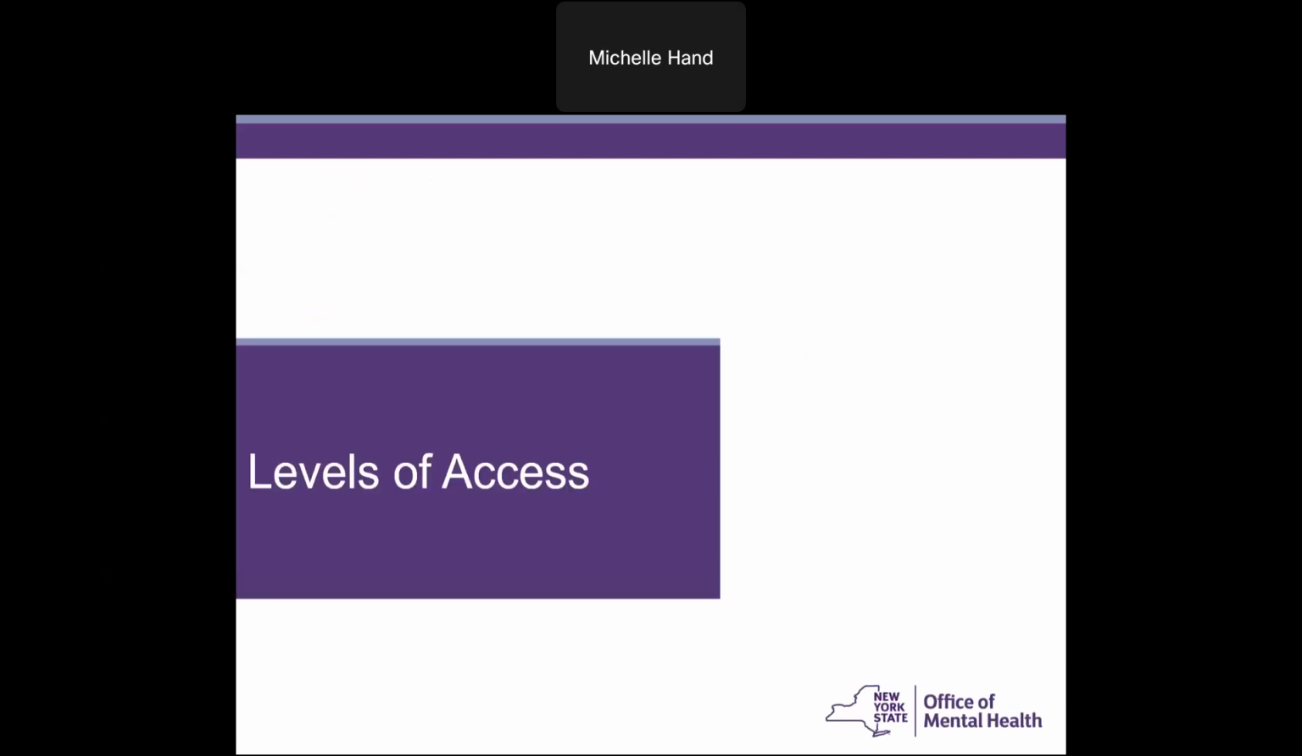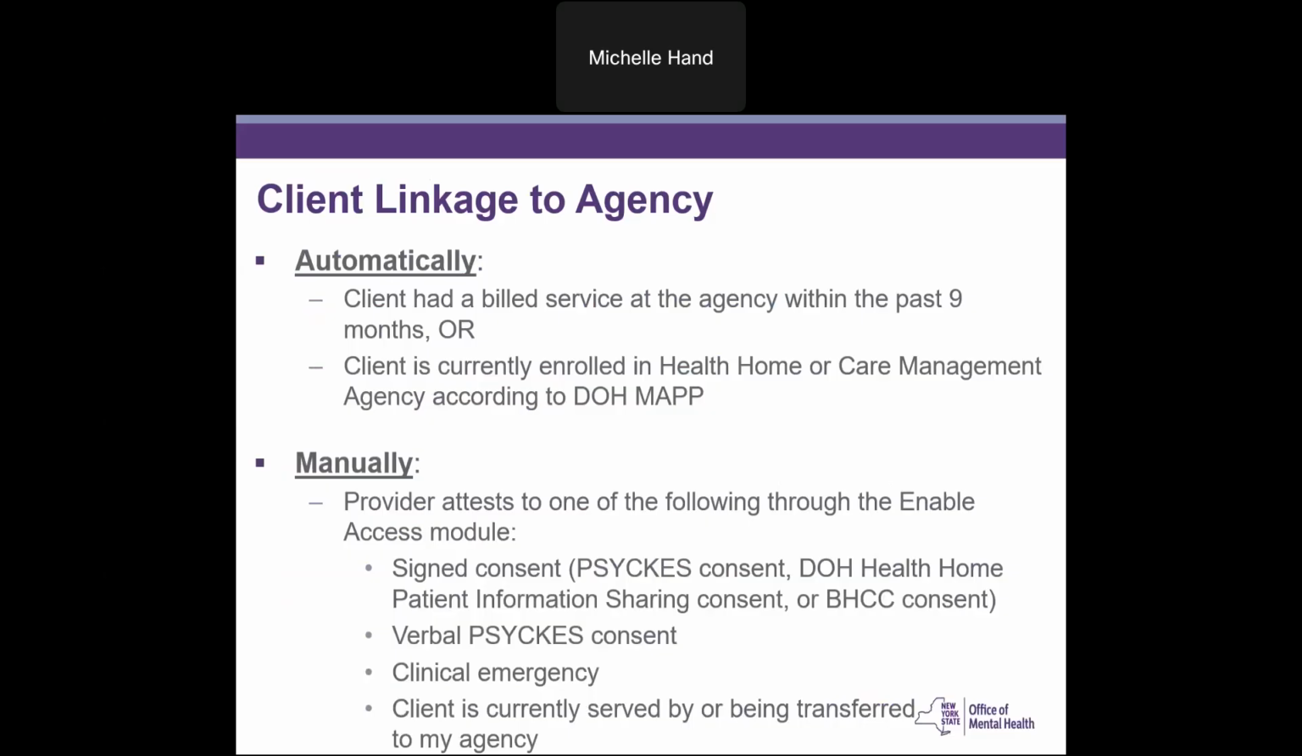All right, so we're going to go into the levels of access in PSYCKES to client information. So first I want to explain how clients can be linked to your agency. So clients can be linked either automatically or manually. And to be linked automatically, that means that the client has had a billed service at your agency within the past 9 months, or the client is currently enrolled in a health home or care management agency according to DOH MAP. So that's how people can get automatically linked to your PSYCKES view.